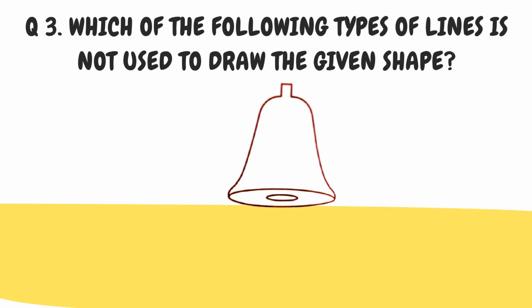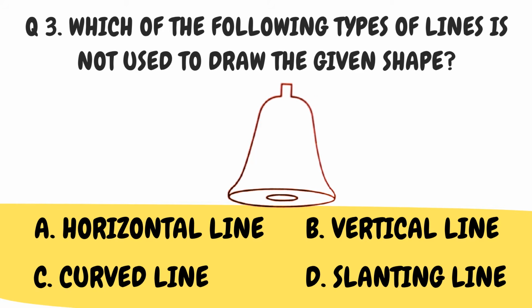Question 3. Which of the following types of lines is not used to draw the given shape? A. Horizontal line, B. Vertical line, C. Curved line, D. Slanting line. The answer is D. Slanting line. So in this shape, slanting line is not used.